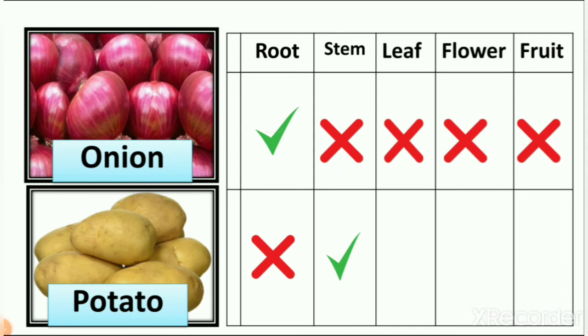Then leaf, no. Why? Because potato is the stem of the plant. So for the other three, leaf, flower and fruit, what do we do there? We put a wrong mark here. Why? Because potato is a stem we eat.